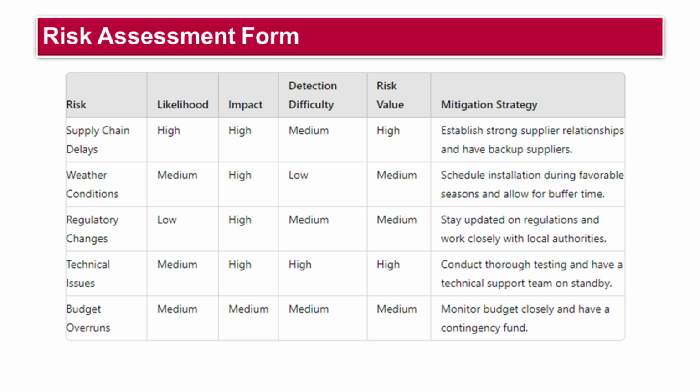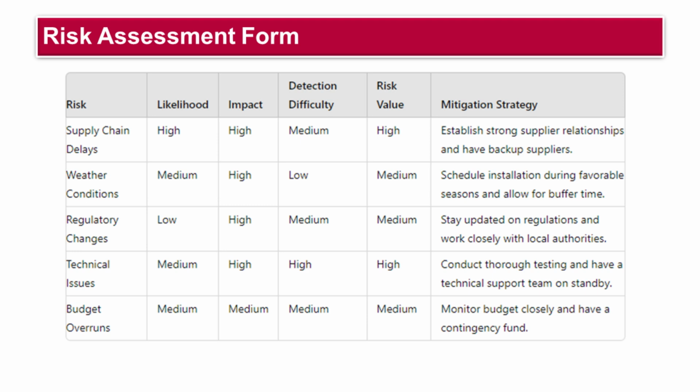Once the risks are identified, we can construct the risk assessment form. This form lists each risk along with its likelihood, potential impact, detection difficulty, risk value, and mitigation strategy. Here is a breakdown of each component. Risk description. Clearly describe each identified risk. This ensures that everyone understands the specific issues that could potentially impact the project.